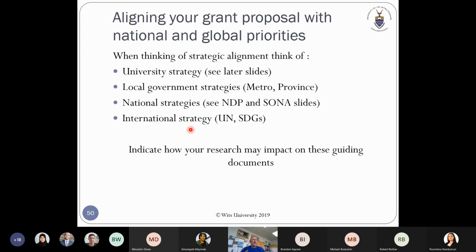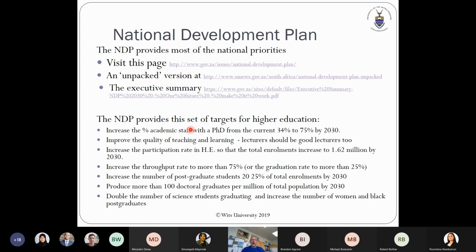So this is one section you could write once and use over and over again. I'll give you lots of material to help with that. Not going to go through all of this, but this is links to various descriptions of the National Development Plan.